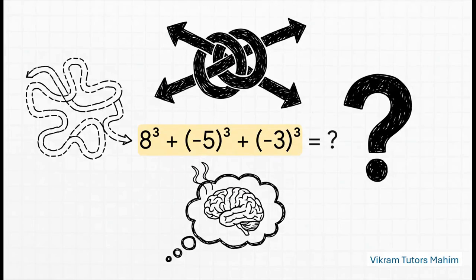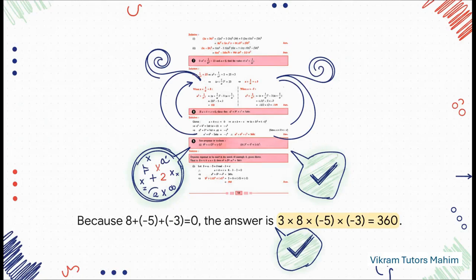And the real reward for doing that proof is this. We can now solve certain problems in an instant. How would you calculate 8 cubed plus (-5) cubed plus (-3) cubed? I mean, that would take you a minute, right? Well, not anymore. Thanks to the identity we just proved, the first thing we do is check if the numbers add up to 0. Let's see. 8 plus -5 plus -3, yep, that's 0. That means the answer is simply 3 times their product. 3 times 8 times -5 times -3, which is 360. No big calculation needed. That is the power of these tools.